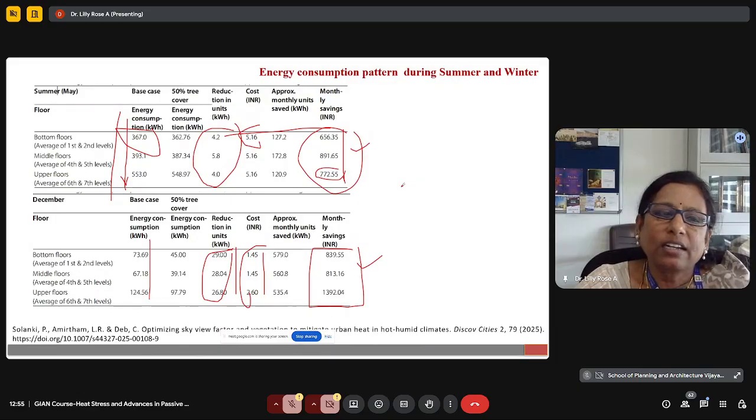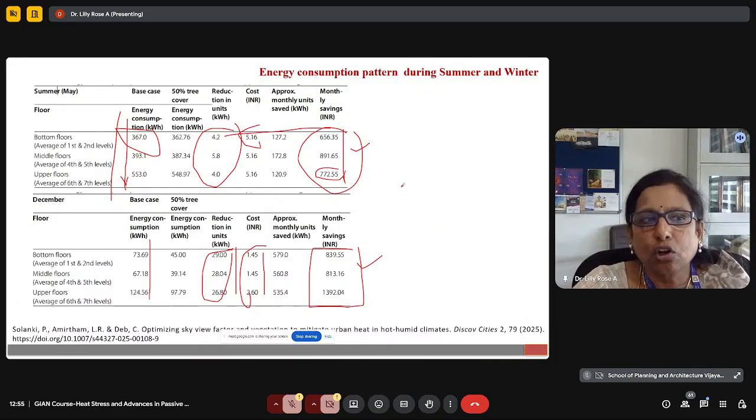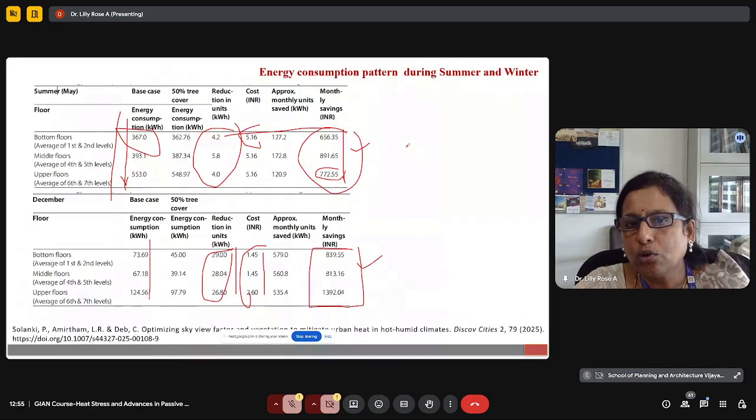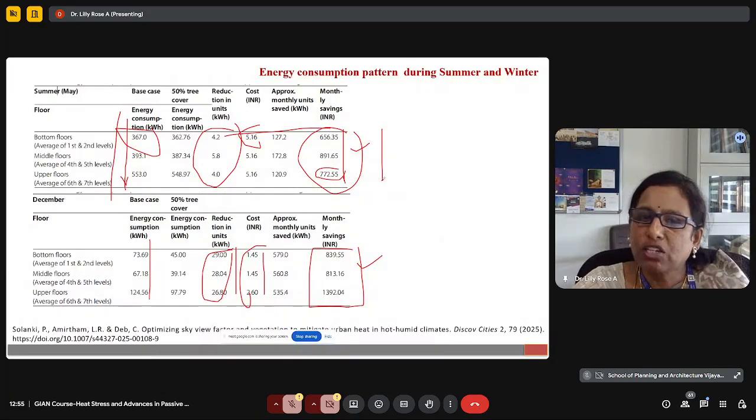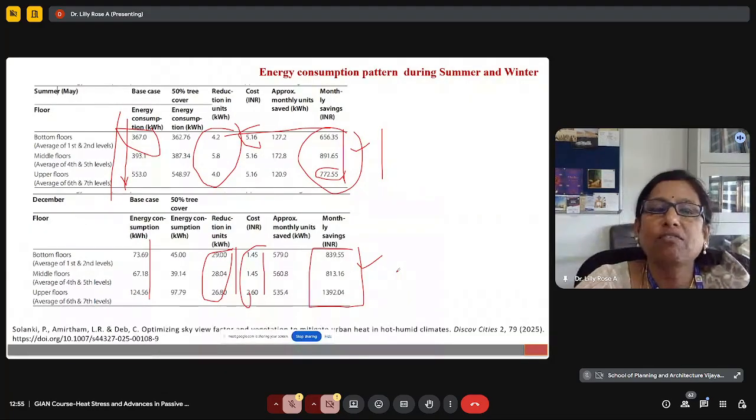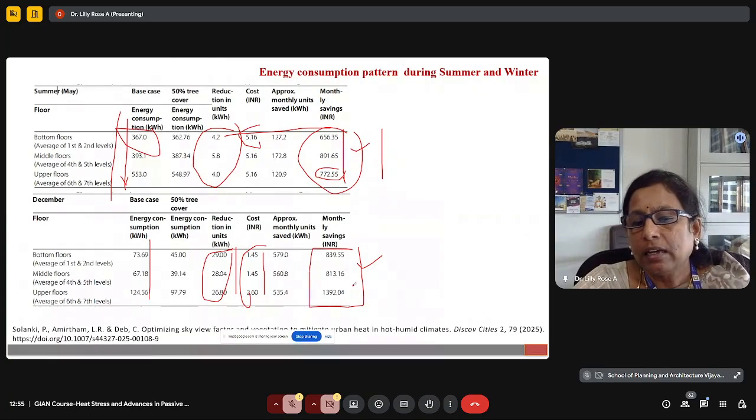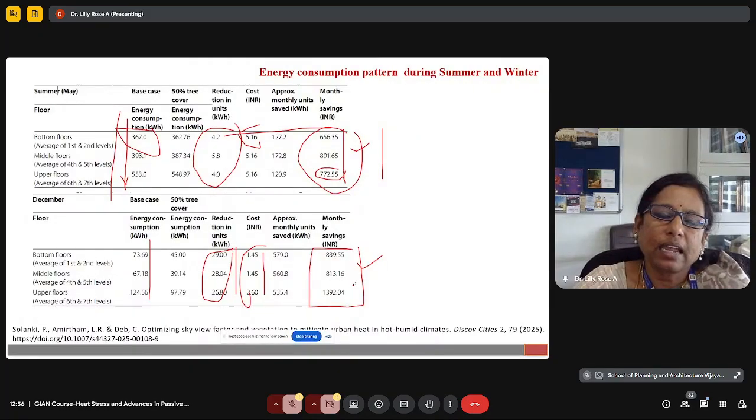So without air conditioning during daytime, it is not at all possible to stay indoors. Because of that, the summertime savings are much lesser. But in winter, if the microclimate is modified, that can reduce the energy consumption pattern, and it can enhance the energy savings.